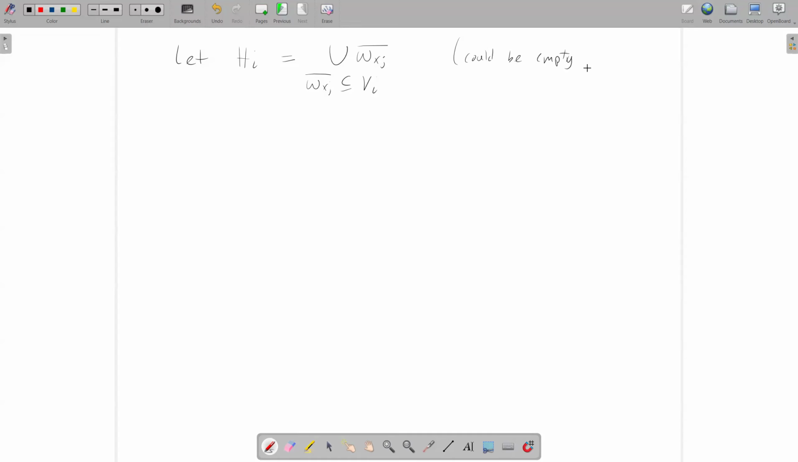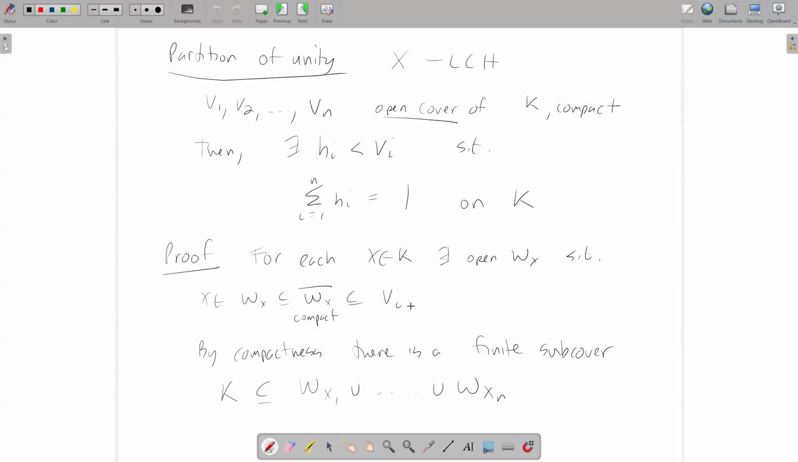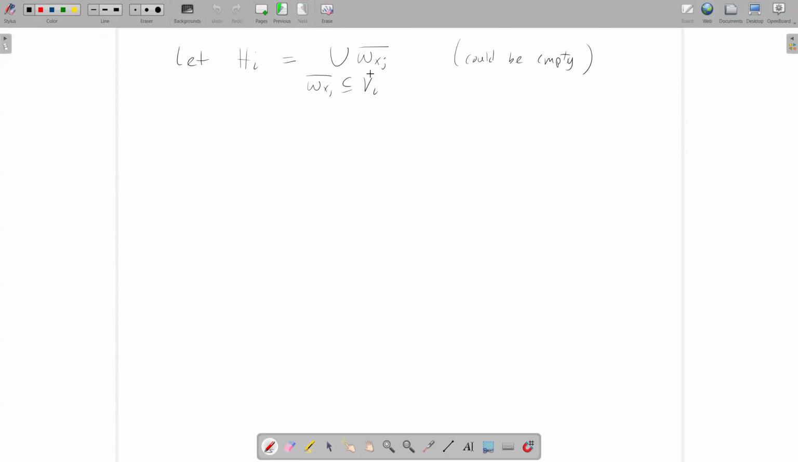Each one of these W's we know is contained in some Vi. So we just take the ones that are contained in each particular Vi and we take the union of those. But it's okay if Hi is empty, I'm not worried about it. This is compact, because it's a finite union of compact sets. Even if it's empty, it's still compact. And clearly by construction, it's a subset of Vi.